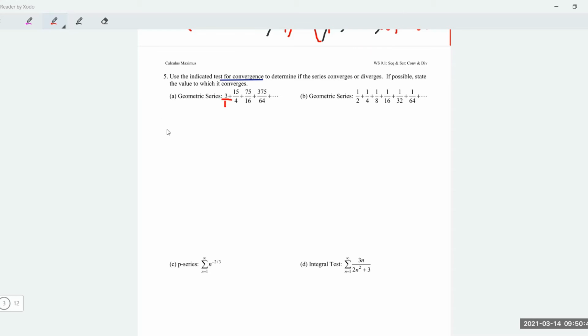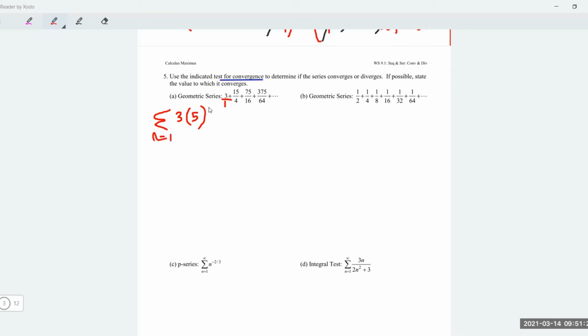this can be rewritten as the sum. From the numerator we got 3, 15, 75, so we're multiplying by 5. In the numerator, it's a times r to the n minus 1. A is 3, so it's 3 times 5 to the n minus 1, since we're using n.